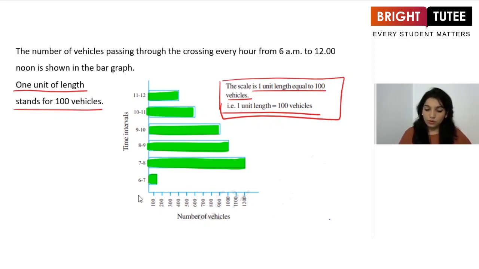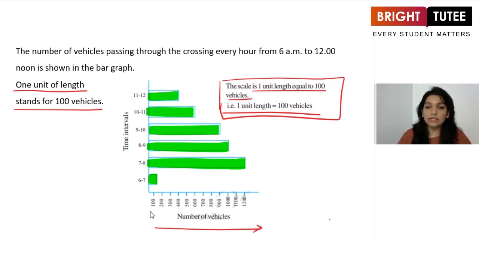Clear? Now let us see how many vehicles are passing in the first hour. It is early morning and clearly it shows that a very small number of vehicles has passed. Look at this particular horizontal line. This is representing the number of vehicles, right?